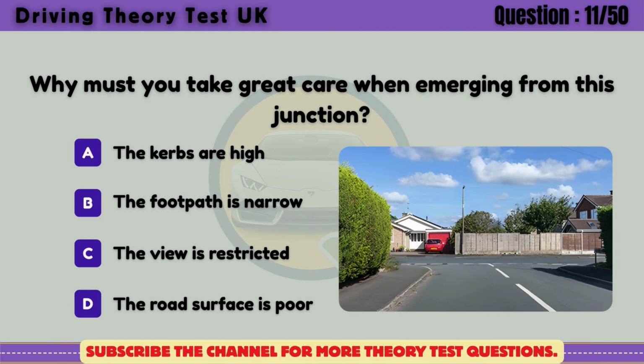Question 11. Why must you take great care when emerging from this junction? Option A. The curbs are high. B. The footpath is narrow. C. The view is restricted. D. The road surface is poor.